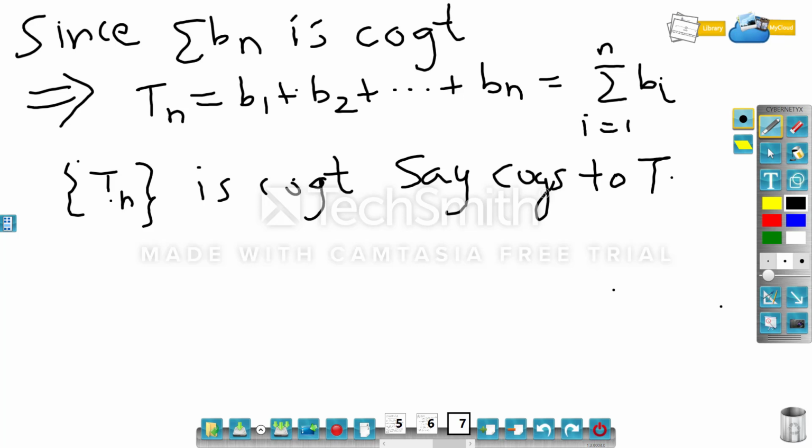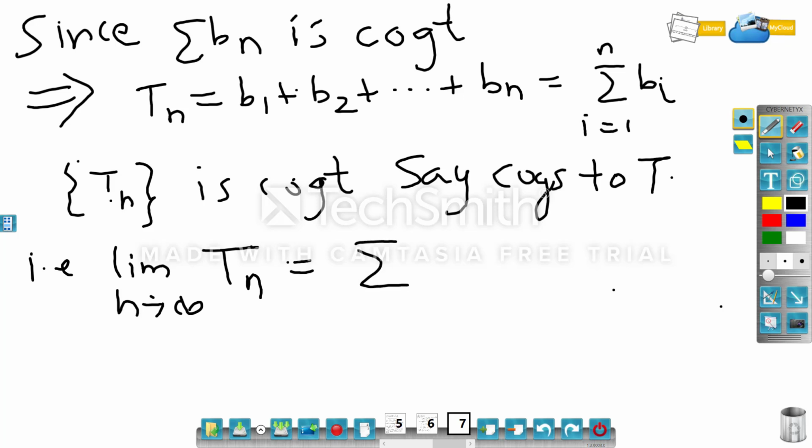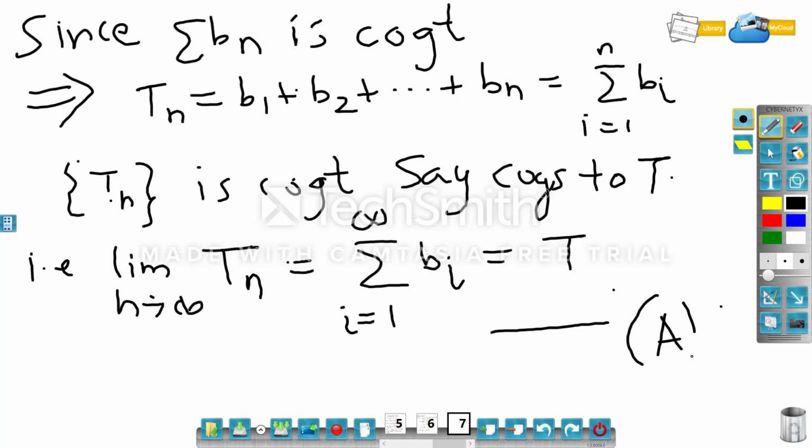So that is the limit as n goes to infinity of Tn, which is the same as the summation i goes from 1 to infinity of bi. This infinite sum is my T. Let's number this as one equation. Let's call it equation A.